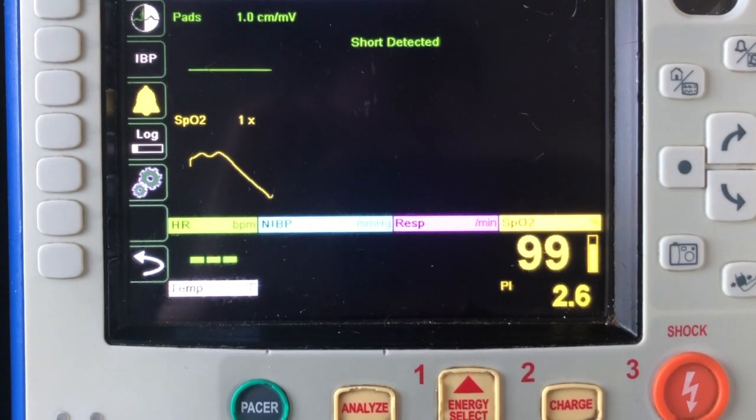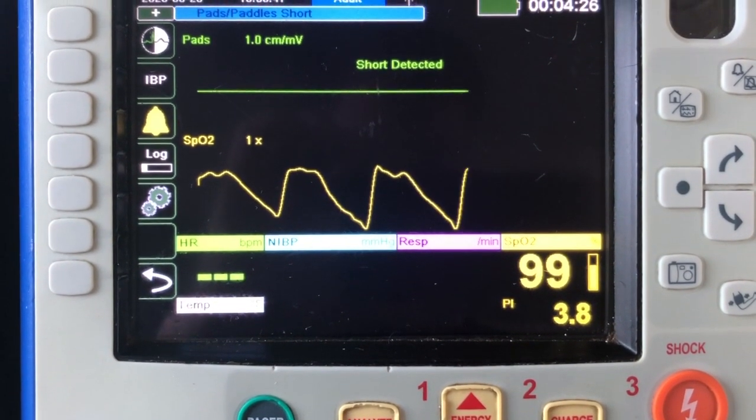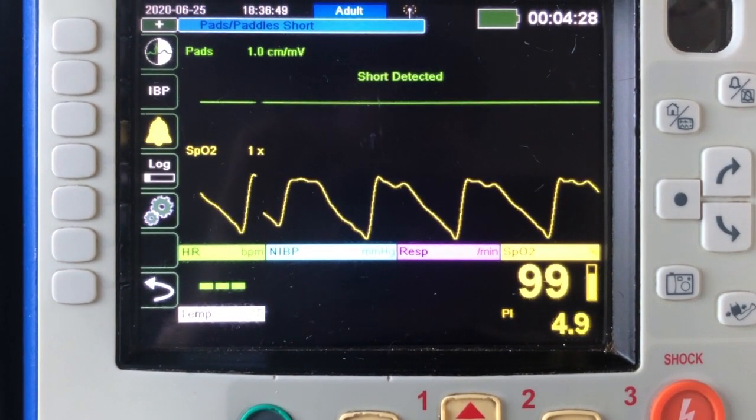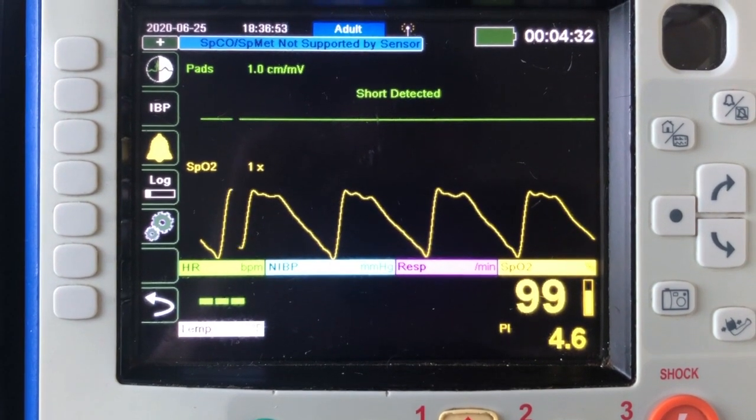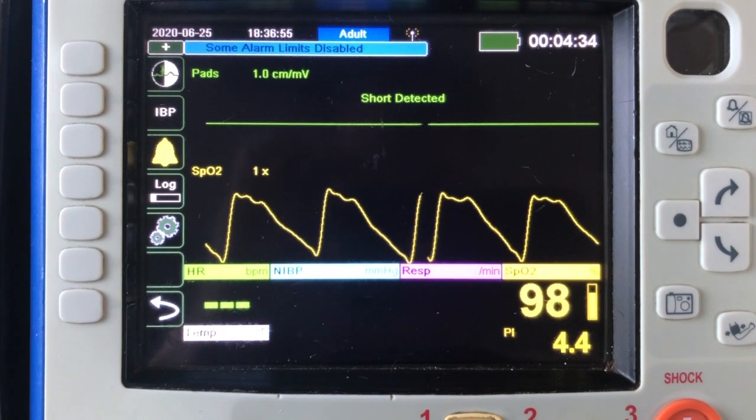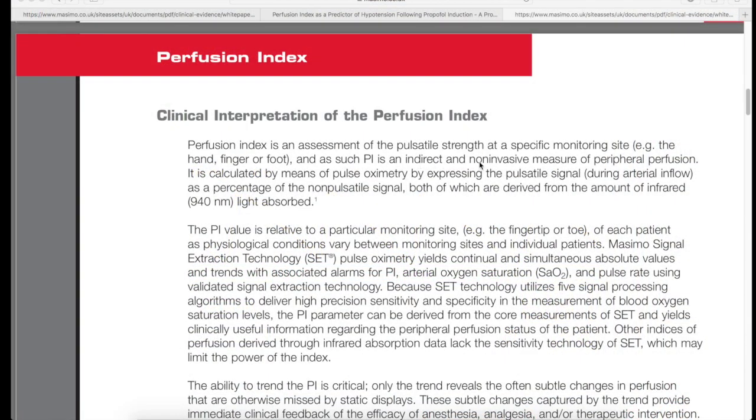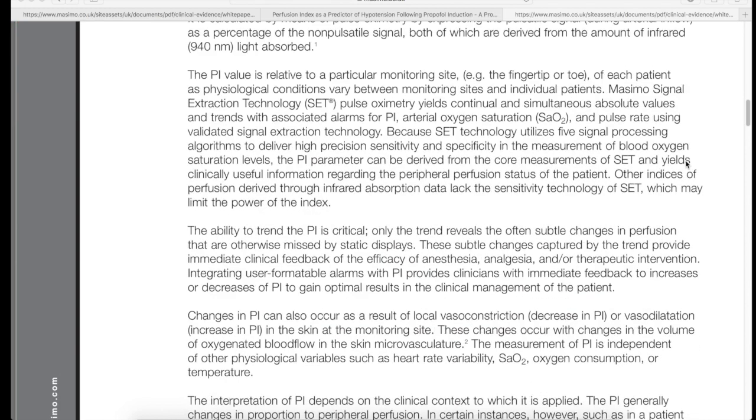With the pulse ox on my middle finger, you can see the value populate just below the SpO2, and right now I'm at about 4.8. But what does that number mean, and what can we do with it? Well, it's a real-time, non-invasive measure of hemodynamics with a fairly wide range of uses.